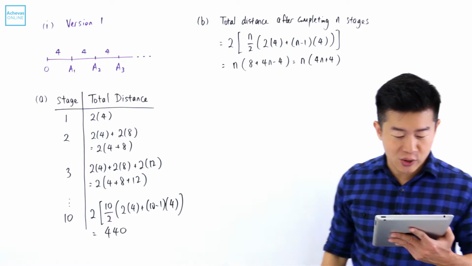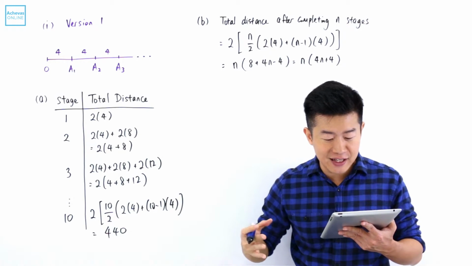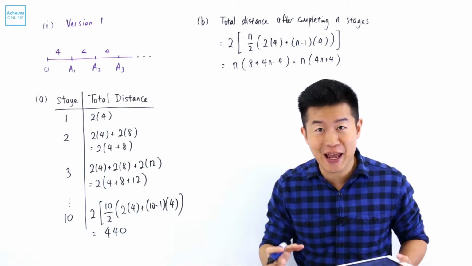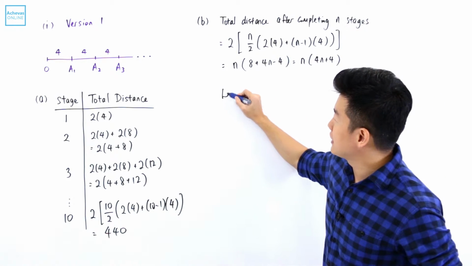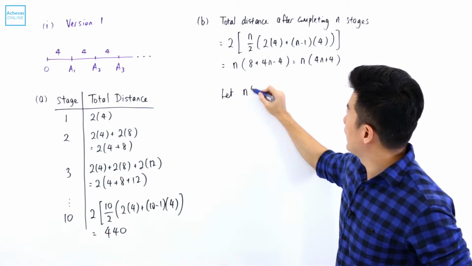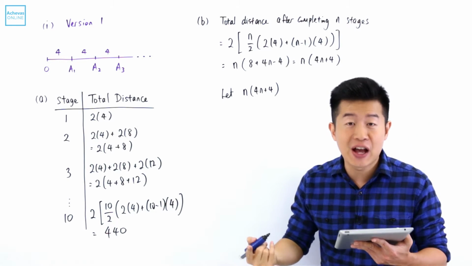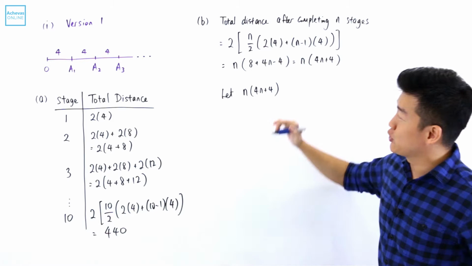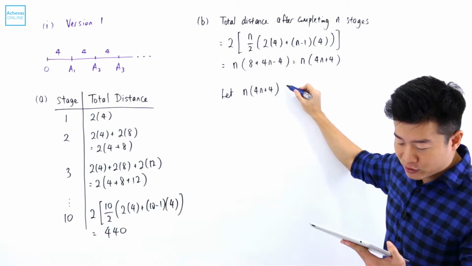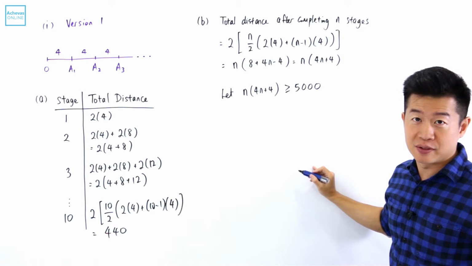And hence, according to the question, we are supposed to find the least number of stages that the athlete needs to complete running at least 5 km. So I'm going to let the total distance covered after n stages, n(4n + 4), be at least 5 km. And please take note, what we are looking at here is in meters. So 5 km, I'm going to translate to 5,000. So I'll let this be bigger or equal to 5,000.